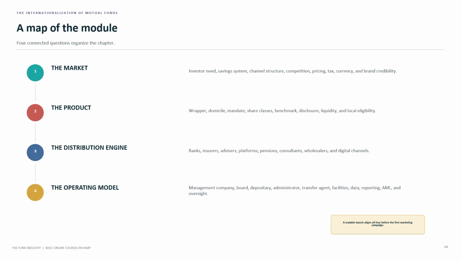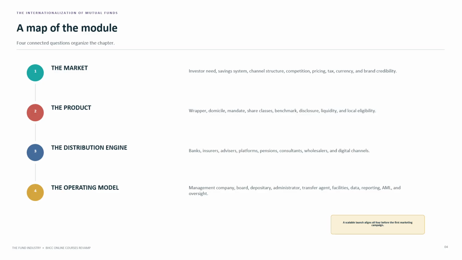Four connected questions organize the chapter. First, the market. Who is the intended investor? How does that investor save? Which channels control access? What products already compete for the allocation? And how do tax, currency, pricing, and brand credibility affect demand? Second, the product. Which wrapper, domicile, mandate, benchmark, liquidity terms, disclosure, and share classes fit that market without distorting the investment strategy? Third, the distribution engine.